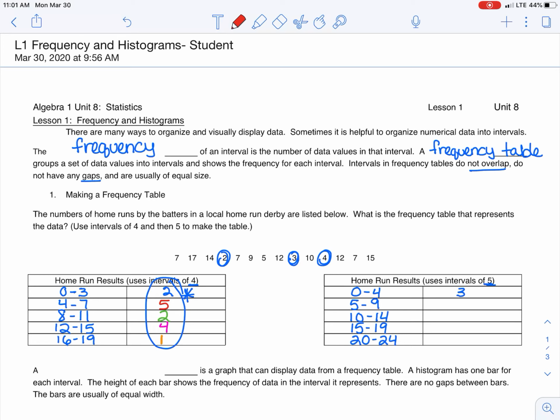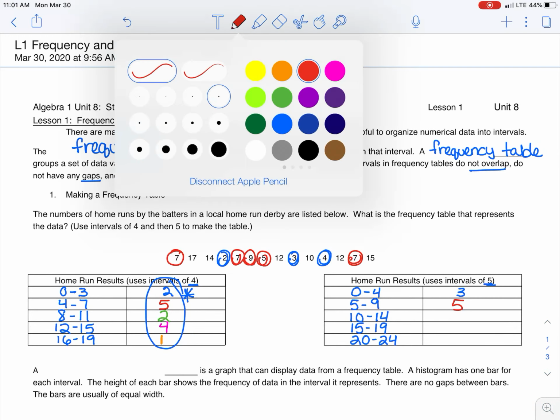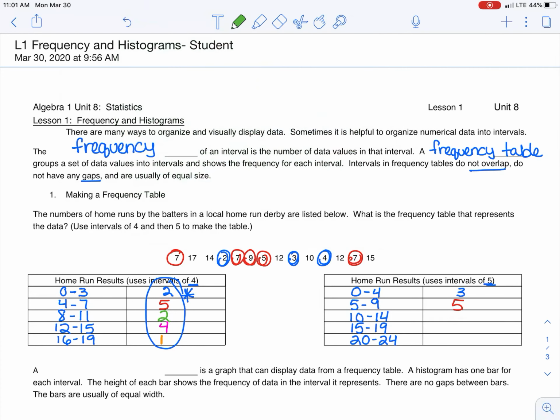So then we're looking for 5 to 9. So we have 1, 2, 3, 4, 5. That actually stayed the same. Then we looked at 10 to 14. So we have 1, 2, 3, 4. That went up quite a bit. Then we're looking from 15 to 19. So we have 17 and 15.